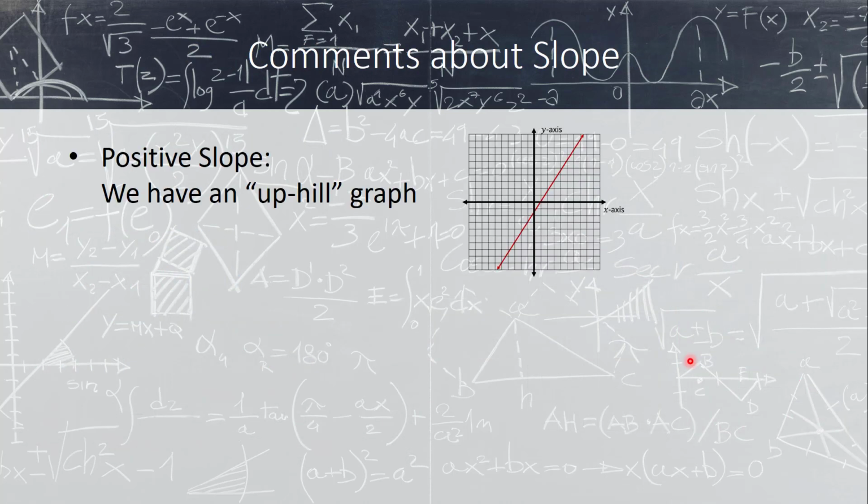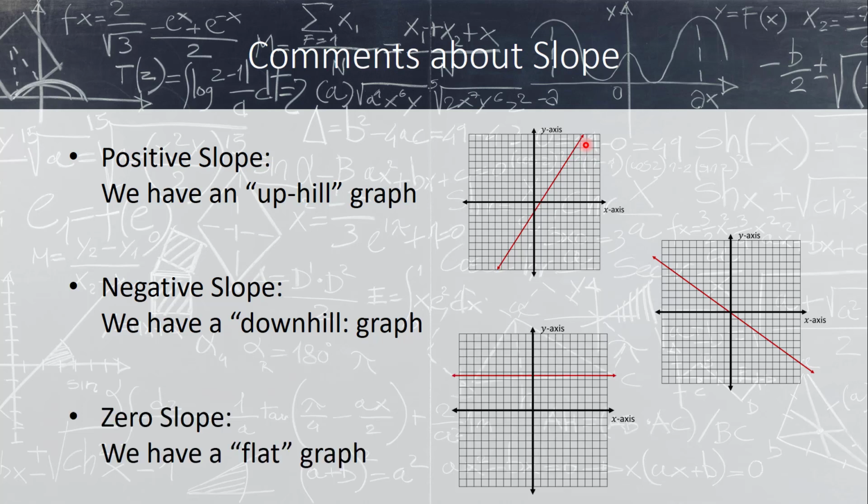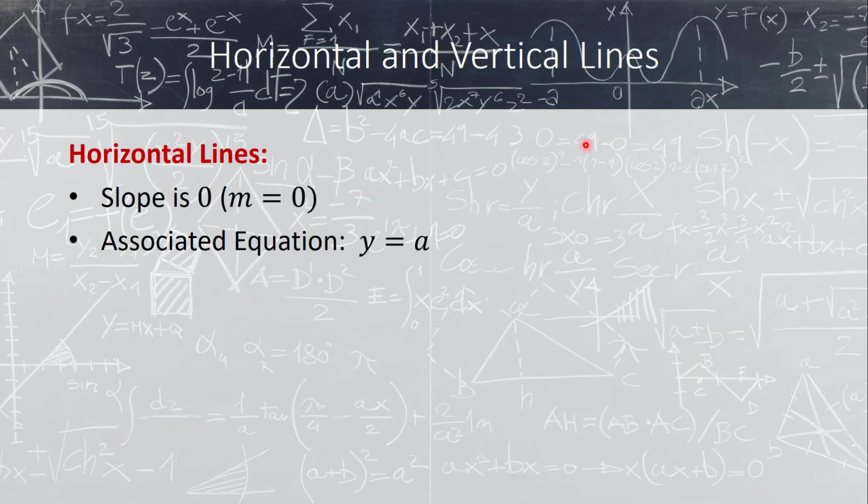Okay, some comments about the slope. Once again, if the graph is going uphill, it's a positive slope. If the graph is going downhill, it is a negative slope. If the graph is flat or horizontal, then the slope is 0. And that segues into our next topic, which is horizontal and vertical lines.